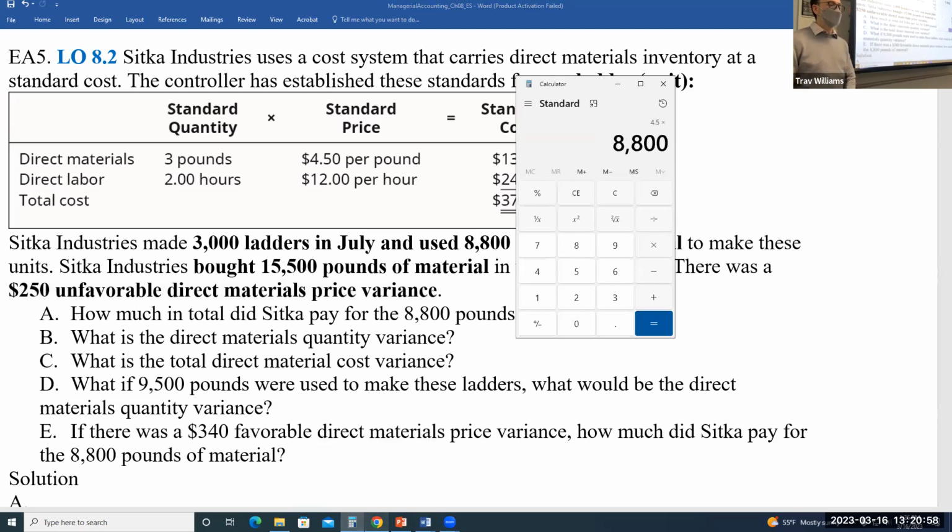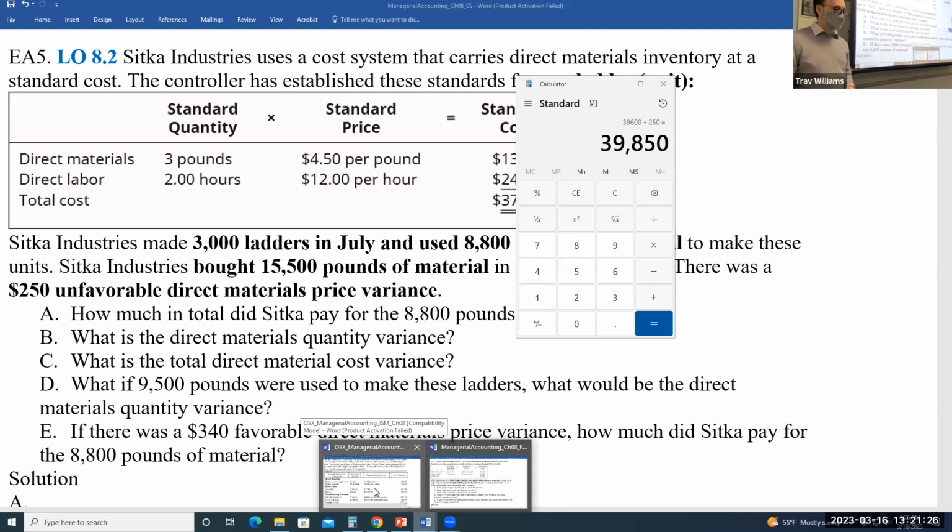And they used 8,800 pounds. That's $39,600. That would have been the standard cost. Now, since they had an unfavorable price variance, that means they paid more than that, right? $250 more. So if we add the 250, that gets us to $39,850.